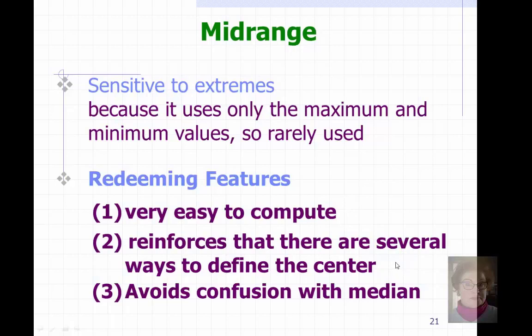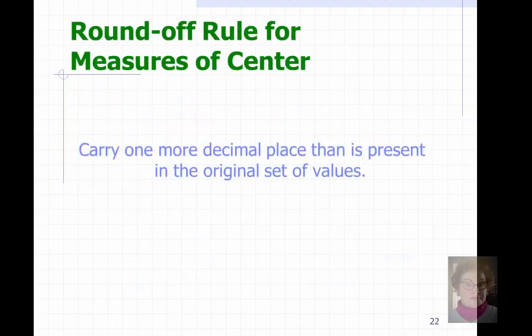It reinforces that there are several ways to define the center, and this does avoid confusion with the median because now we're looking at the distance from the mid-range to the maximum is the same as the distance from the mid-range to the minimum. Where remember with the median, you had the same number of data values above and below the median. Data values, not distance.